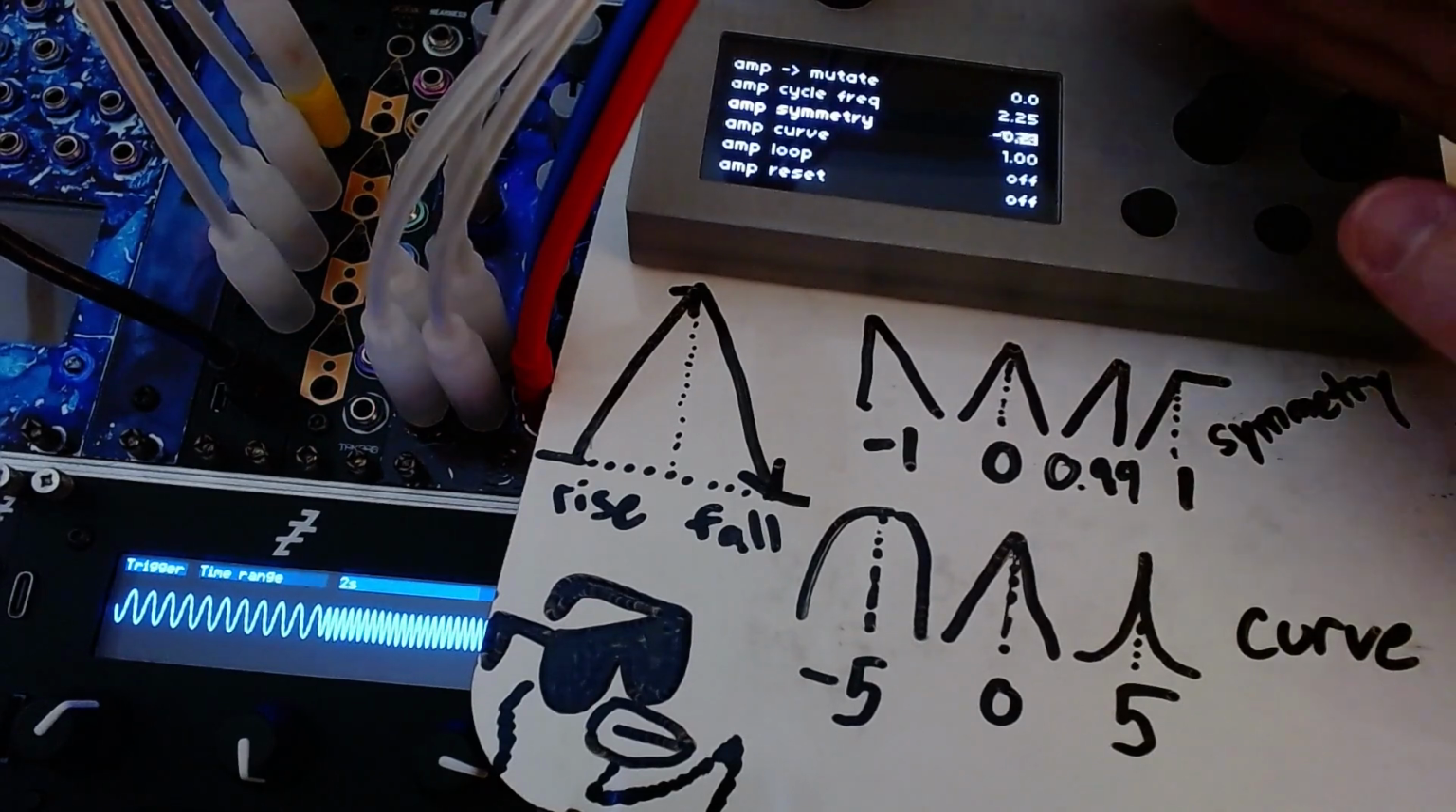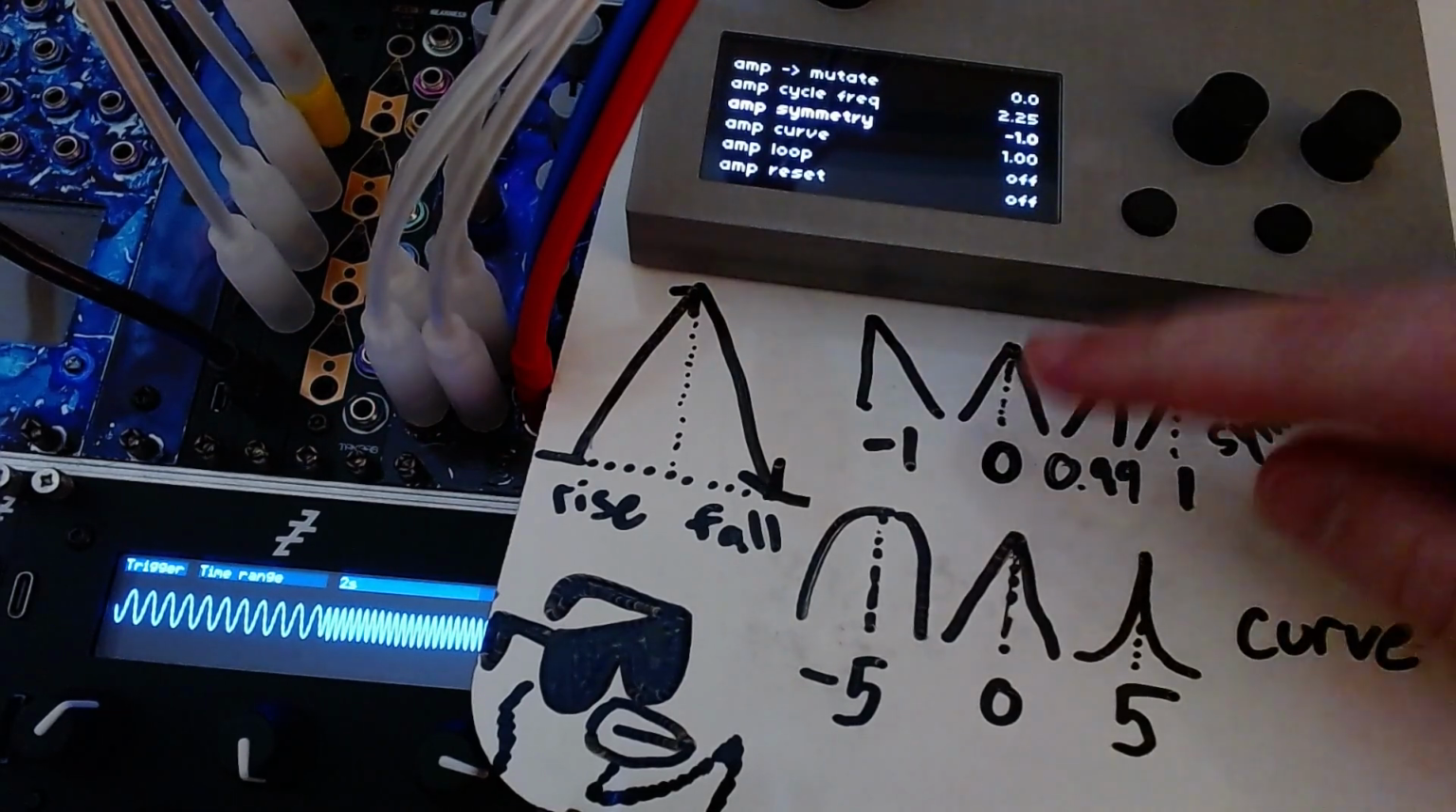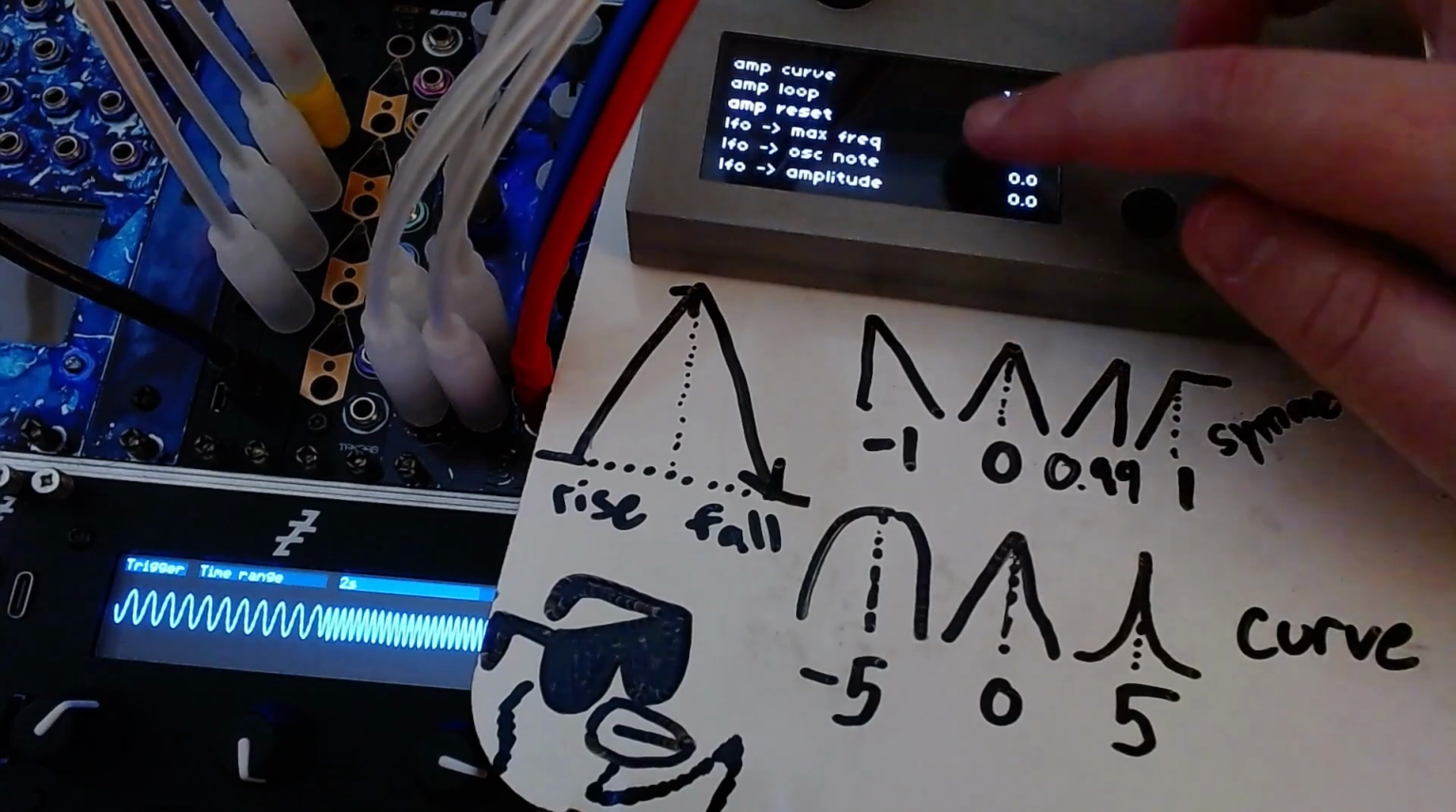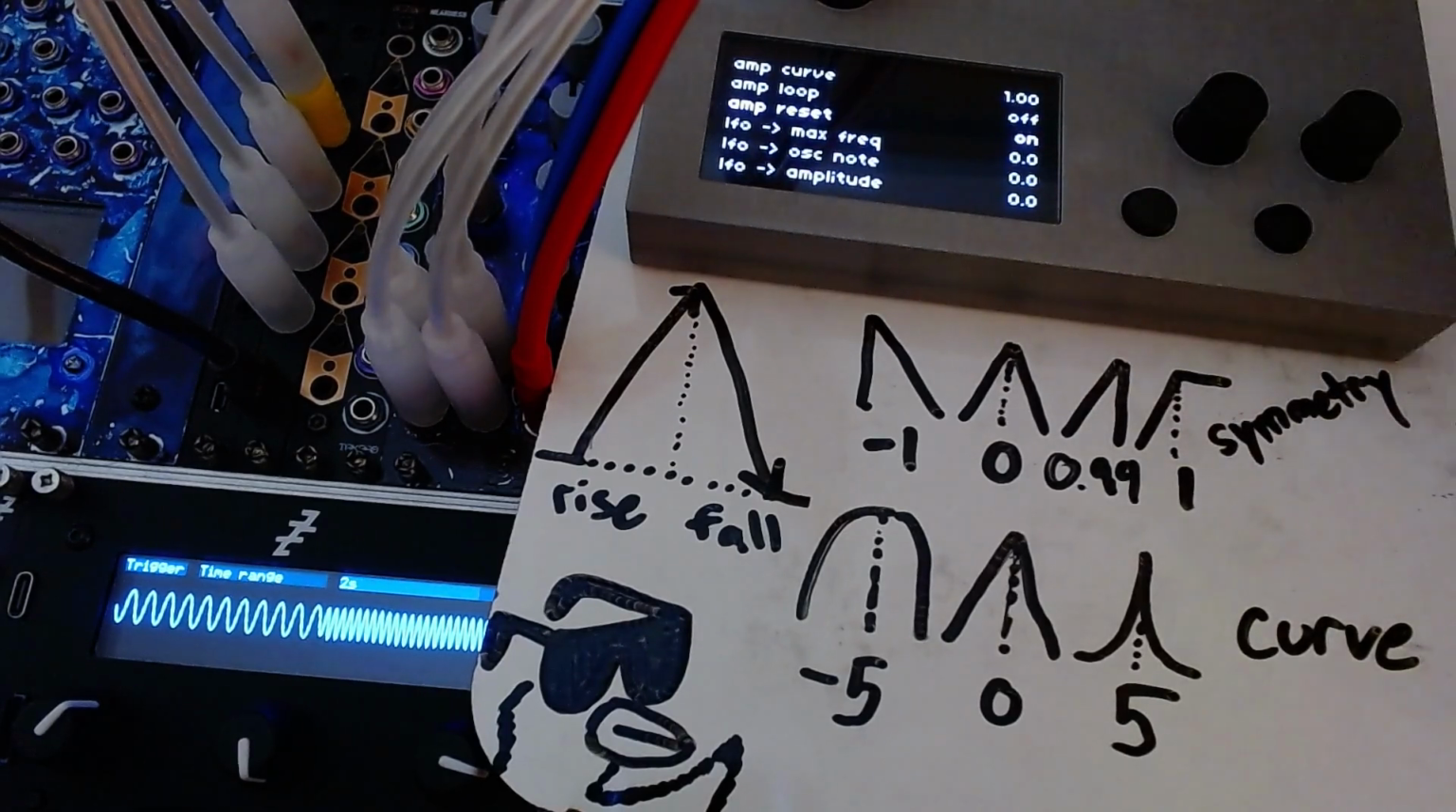Let's set symmetry to -1 for a short decay envelope. And let's set the amp envelope to re-trigger when a note plays. There it is.